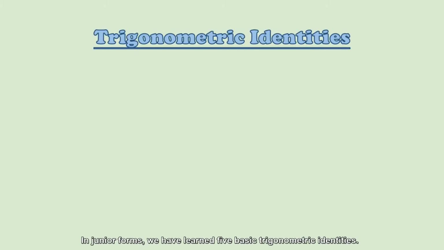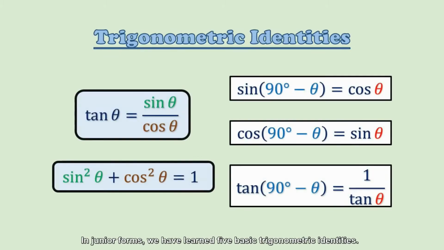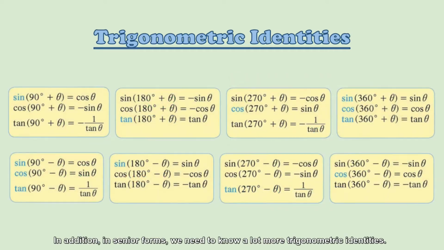In junior forms, we have learned 5 basic trigonometric identities. In senior forms, we can still apply these 5 trigonometric identities even though we have extended the concept of trigonometry to any angles. In addition, in senior forms, we need to know a lot more trigonometric identities.